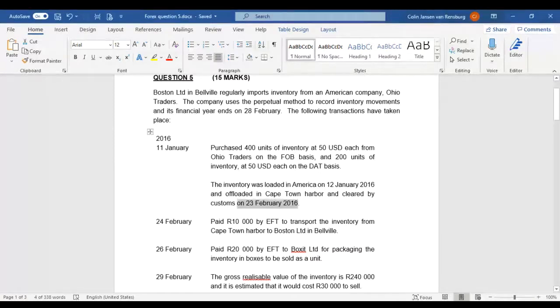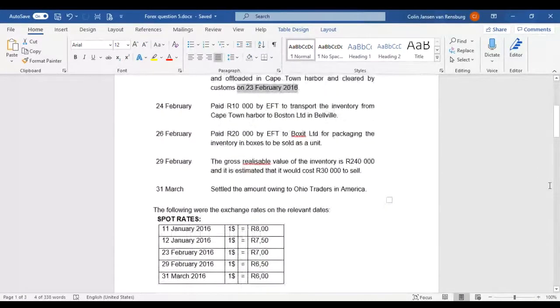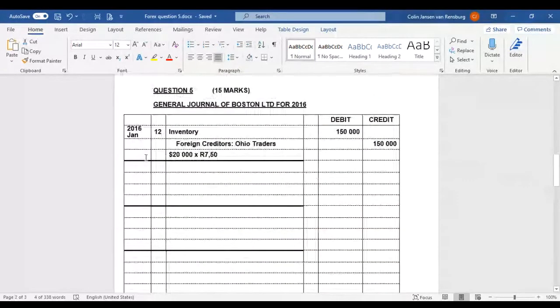So that means, ladies and gentlemen, when are we going to record this journal entry? On the 23rd of February. So let's go and do that in our journal. So this is now February. This is not January anymore. So we put in the month there. That was on the 23rd. Now, ladies and gents, let's ask the question again. Which account are we going to debit if we are using the perpetual inventory system?